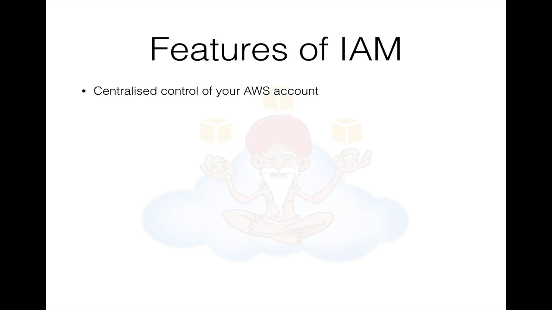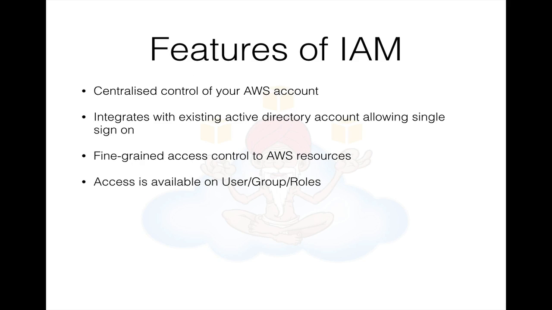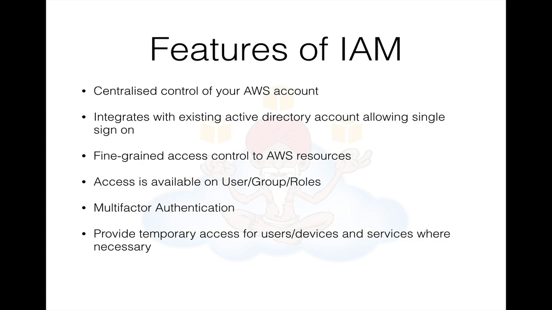Let's run through some features of Identity Access Management. Identity Access Management gives you centralized control of your AWS account. It integrates with existing Active Directory accounts, allowing for single sign-on. It has fine-grained access to the AWS resources. Access is available on a user, group, or roles level. It allows multi-factor authentication. And it provides temporary access for users and devices and services where necessary. It also allows you to set up and maintain your own password rotation policy.